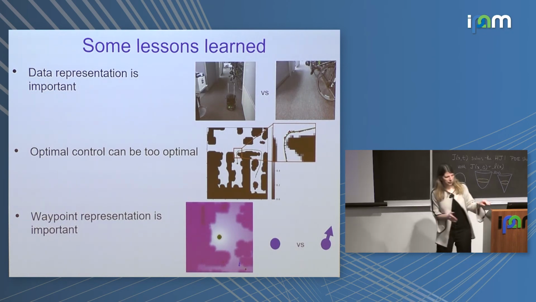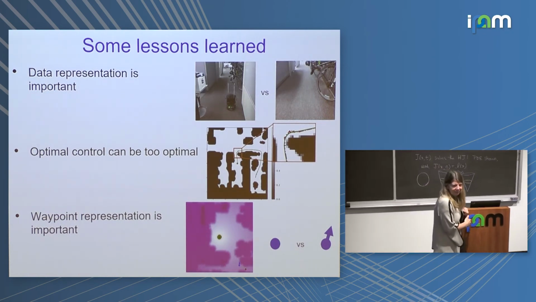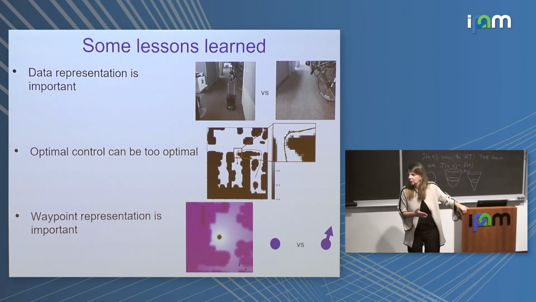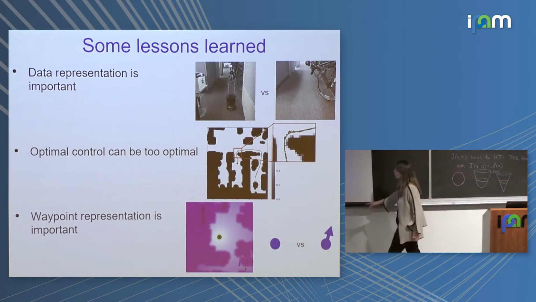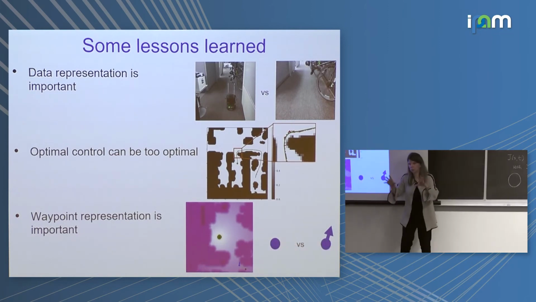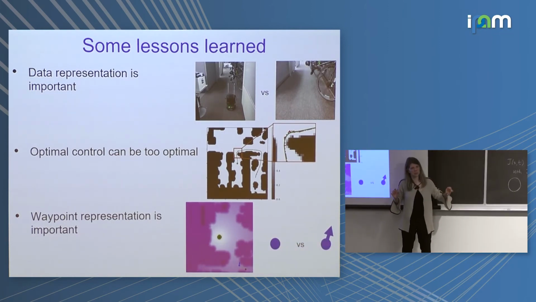It loved to skirt corners, so that obviously was bad for training because the thing kept crashing into corners. So providing buffers like fast track would. And the waypoint representation is important. The waypoint is our interface between the perception module and the planning and control.